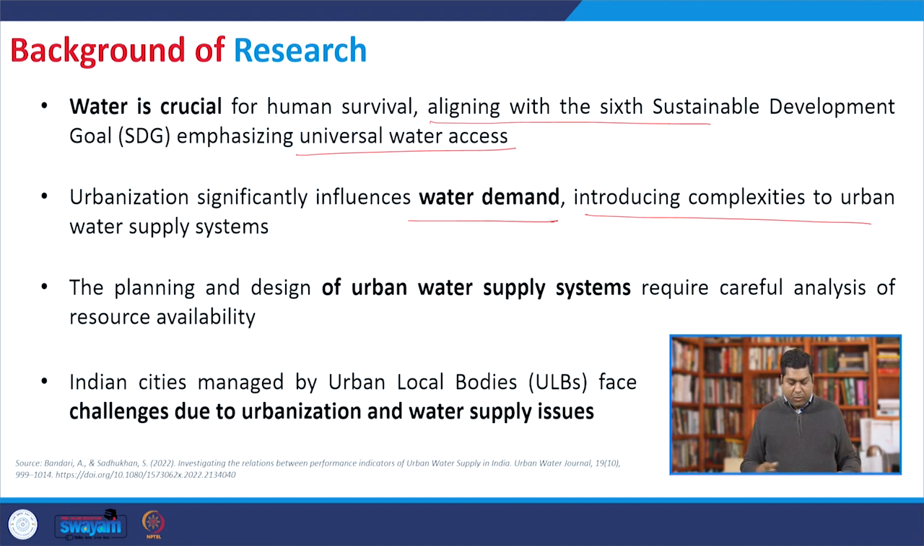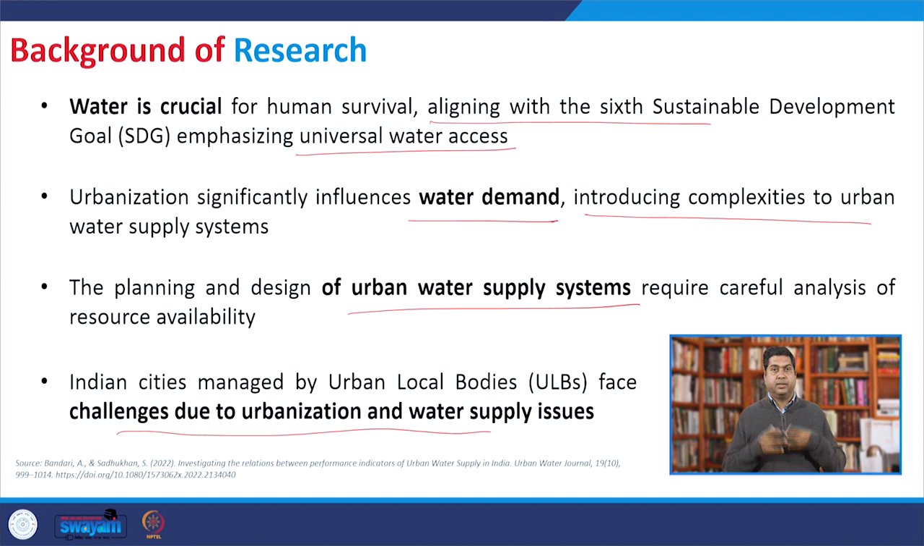The planning and design of urban water supply system require careful analysis of resource availability. Indian cities managed by urban local bodies face challenges due to urbanization and water supply issues. In many cases in India, what we face is the issue of water losses. Maybe it is due to poor maintenance, there are leakages, there are other issues, and sometimes there is some sort of issue of water theft, etc.